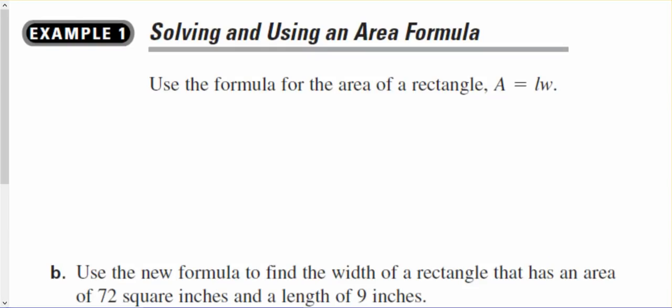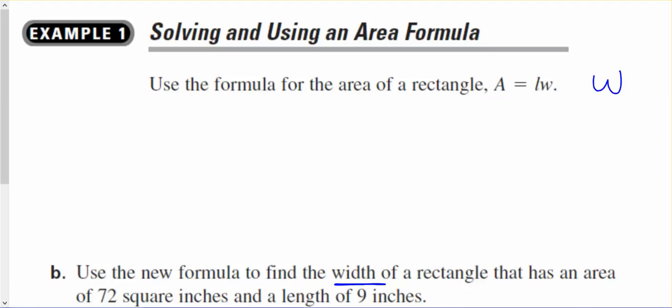So our first example, solving and using an area formula. Use the formula for area of a rectangle, area equals length times width, and use the new formula to find the width of a rectangle that has an area of 72 inches and a length of 9 inches. So we want to solve this equation for W.